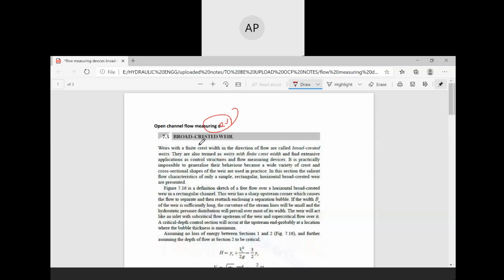So weirs with a finite crest width in the direction of flow are called broad crested weirs. They are also termed weirs with finite crest width and find extensive application as control structures and flow measuring devices. It is practically impossible to generalize their behavior because a wide variety of crest and cross-sectional shapes of the weir are used in practice. In this section, the salient characteristics of only a simple horizontal broad-crested weir are presented.